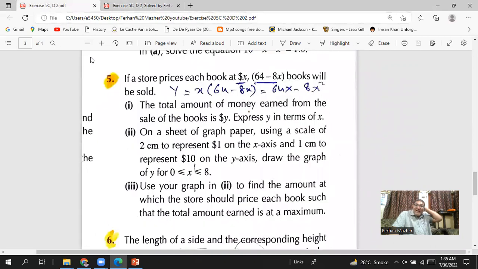Now it says if a store prices each book at x dollars, it means the price of one book is x dollars. 64 minus 8x books will be sold. This is the number of books sold. The total amount of money earned from the sale of the books is y dollars. Express y in terms of x. The price of each book multiplied by the number of books sold gives the amount of money they will earn.